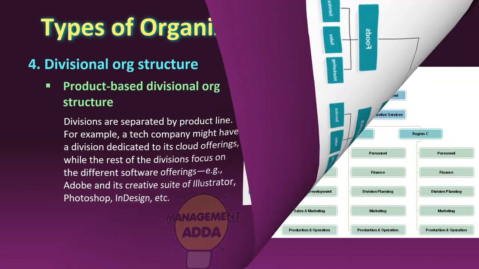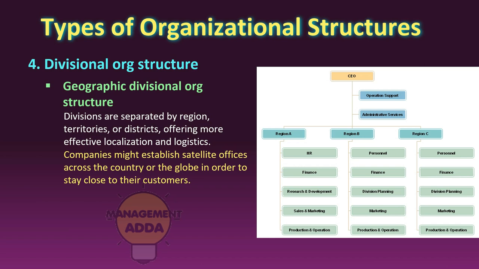I hope you understand. Another in this divisional organization structure is geographic divisional organization structure. According to the geographic divisional organization structure, divisions are separated by region, territory, or district, offering more effective localization and logistics. So as we can understand from the name, geographic division. Here the division is done on the basis of territory, district, locality. Companies might establish satellite offices across the country or the globe in order to stay close to their customers.